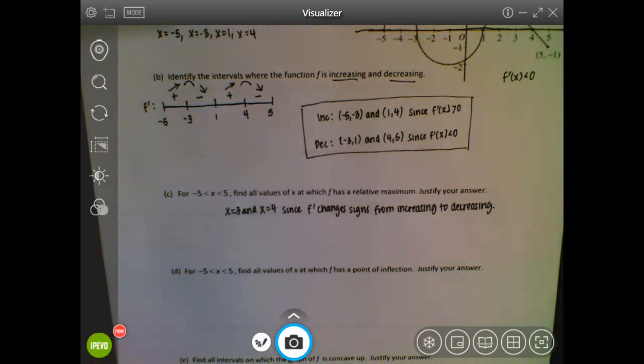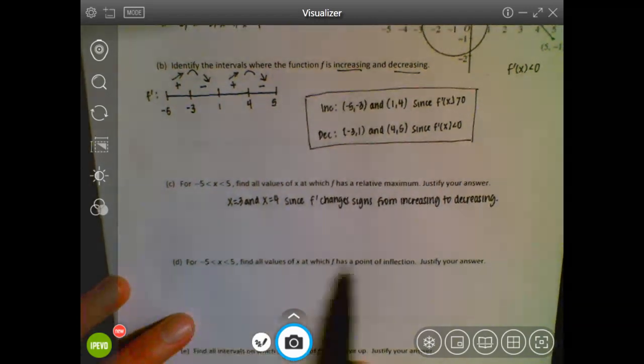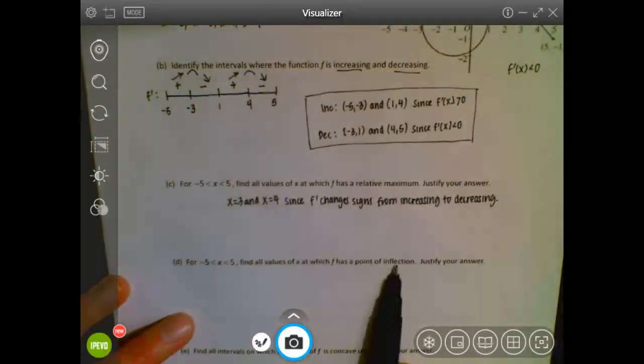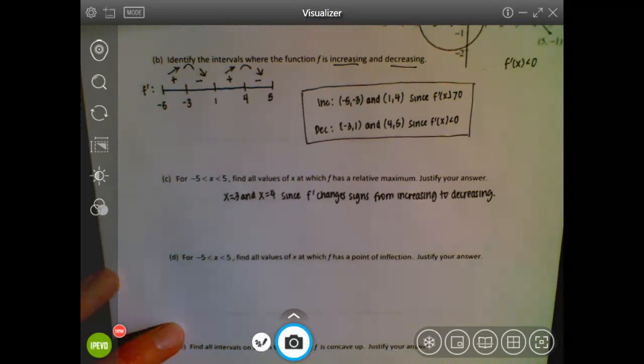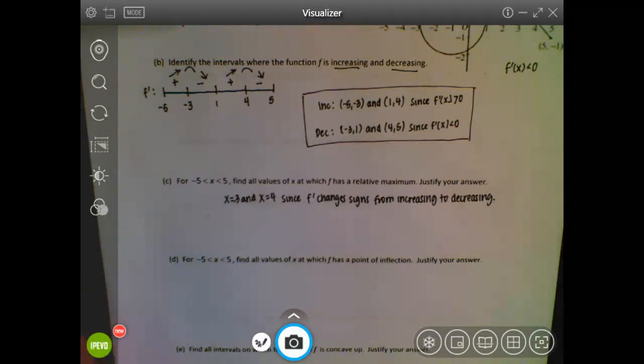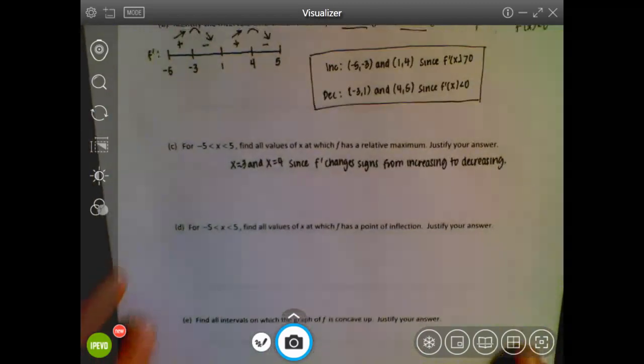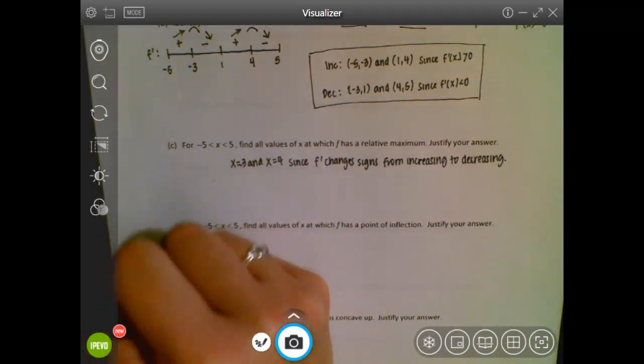Okay, so that's kind of a review of what we did in the last piece with the increasing decreasing test. Now we're going to look for our second derivative piece here. So this next part is asking us for our point of inflection. So now I want to think about concavity. So I want to think about the second derivative here.